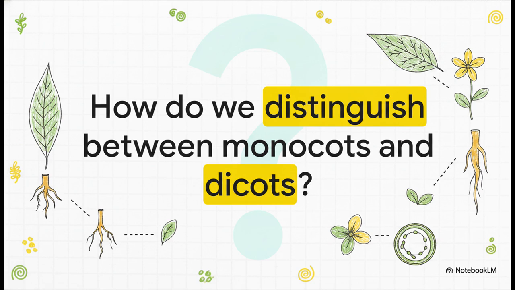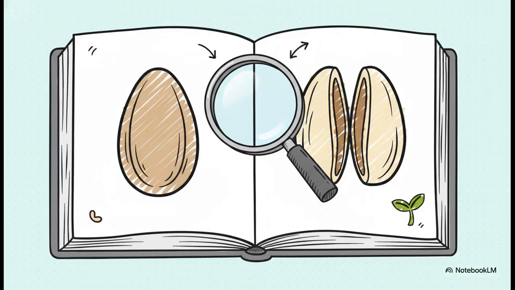Now, separating these two is a huge deal in botany, but the document itself actually gives us a massive, massive hint about how to answer this. It's just hidden a little further down the page. Take a close look at the project section at the very bottom. It tells students to prepare an album of monocot and dicot seeds.